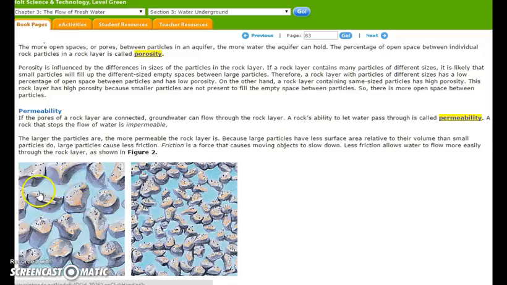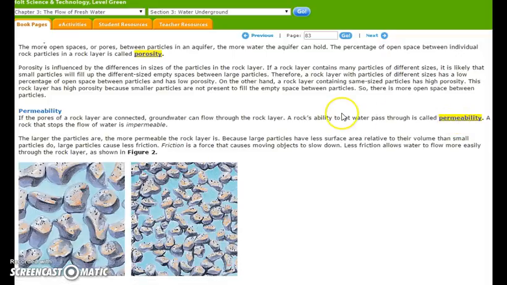So, more open spaces, more porous, more water can be held in this rock. Now, permeability is a rock's ability to let water pass through it. So, what this means is the more channels there are through the particles, or the more routes the water has to choose from to get through, the more permeable the rock is.